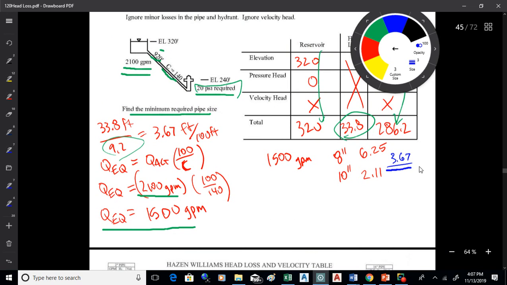Our maximum allowable head loss is 3.67 feet per 100. So 8-inch won't work. It's got too much head loss. That will drop the pressure too low, below the 20 psi required. So we go up a size, to 10-inch, which has a head loss of only 2.11. That'll get us the 20 psi required, and actually a little bit more pressure because we don't have quite as much head loss as this number here. But if 20 psi is required, we can't use 8-inch. It's too much head loss, so we've got to go up to the 10-inch size to get the required 20 psi minimum.